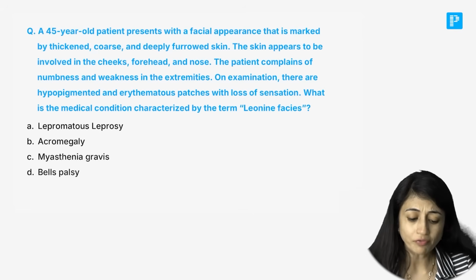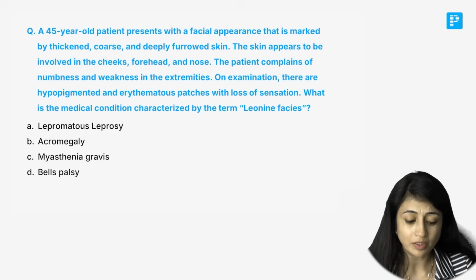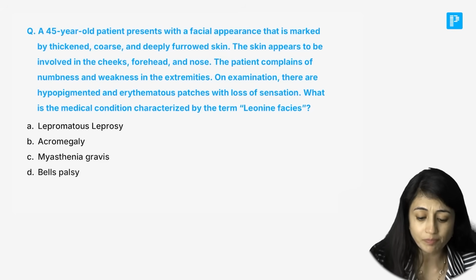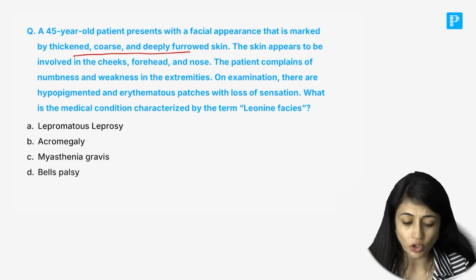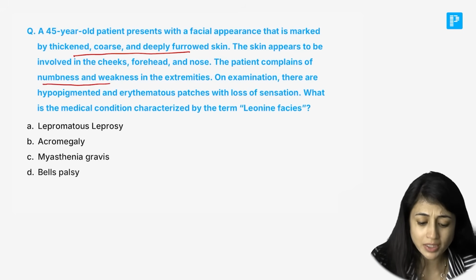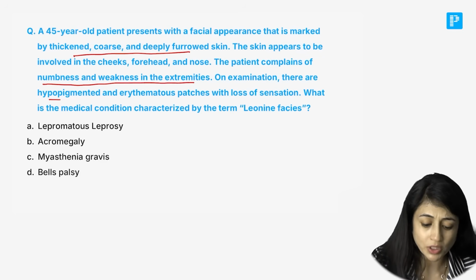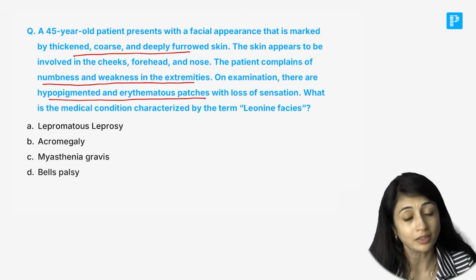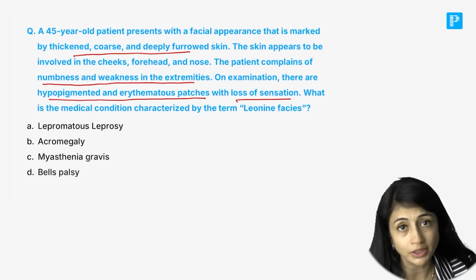Next question. A 45-year-old patient presents with a facial appearance that is marked by thickened, coarse and deeply furrowed skin. The skin appears to involve the cheeks, forehead, nose. There is numbness and weakness in the extremities. On examination, you see hypopigmented and erythematous patches with loss of sensation. What is the medical condition characterized by the term leonine facies?